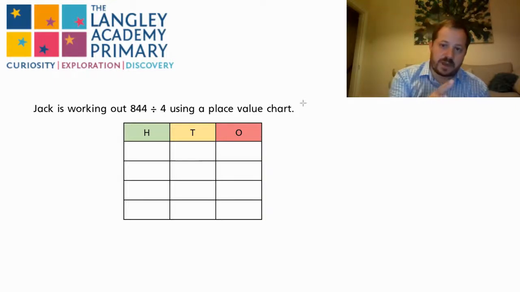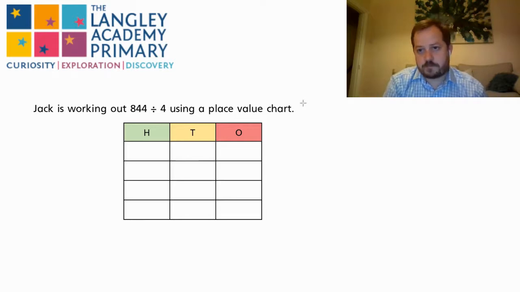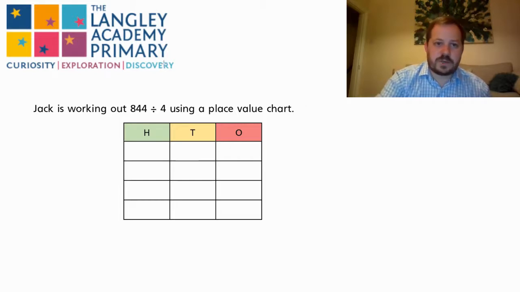So I've got my place value grid. I split it into 4 rows because we're dividing by 4. Pause now and have a go. Okay, so let's run through this again in exactly the same way. The first bit is we always start with the hundreds column.